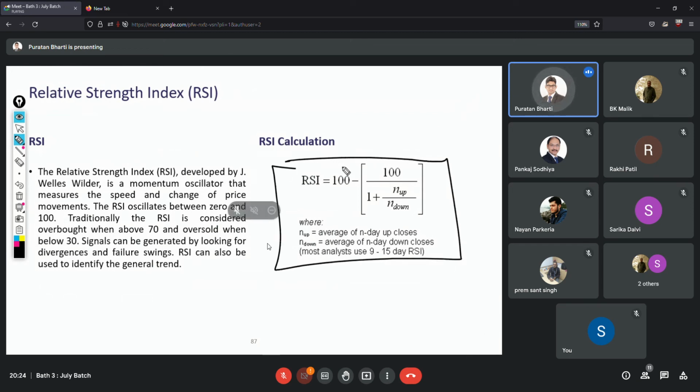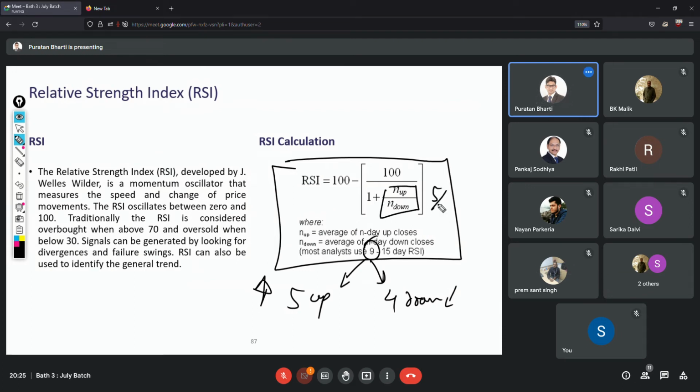This RSI thing. So let us analyze this over a 9-day period. Let us assume that over a 9-day period, 5 days it closed up and 4 days it closed down. Okay. So first you have to calculate the ratio, which is 5 by 4, which comes to 1.25.